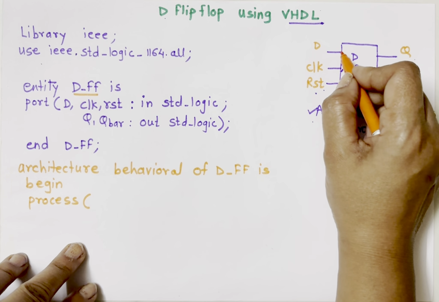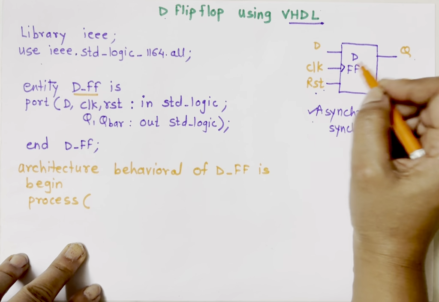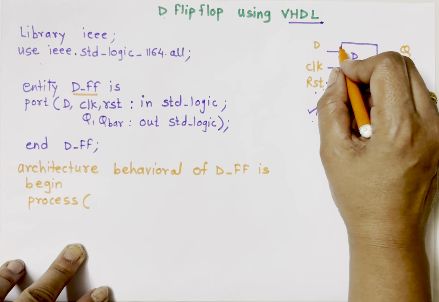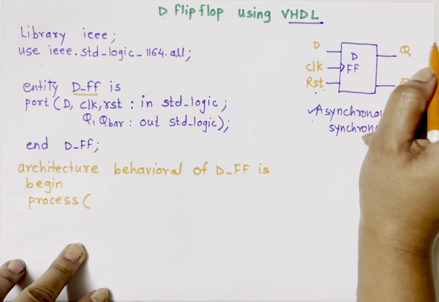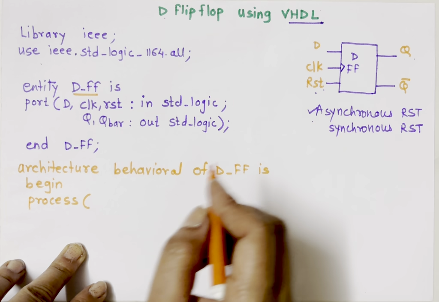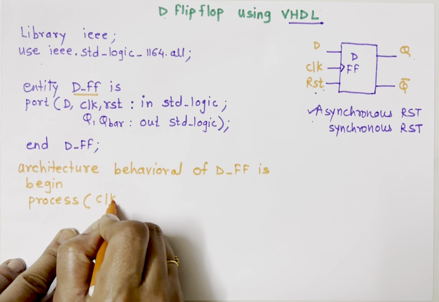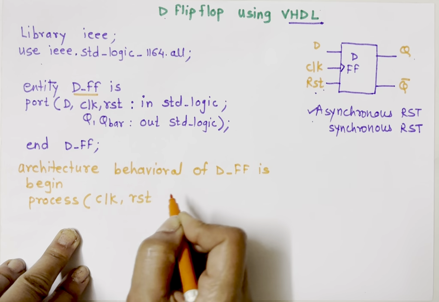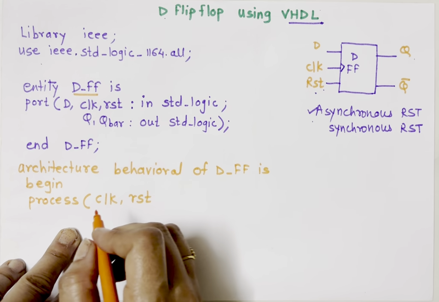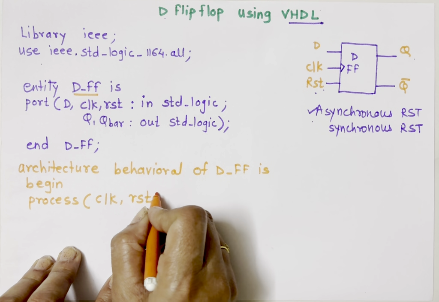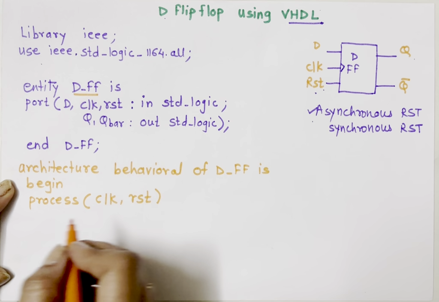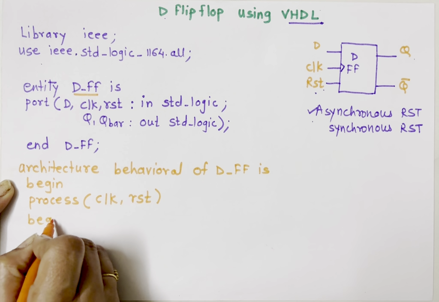Now see, if the D input changes and clock and reset do not come, our output will not change. Even if my data input changes thousands of times, my output will not change. So my process is not sensitive to the data input. Clock is important and reset is also important. You can include all inputs also, but the best practice is to write inputs to which the process is sensitive. So clock, comma, reset. Then I need to start the process, so I'll write begin.